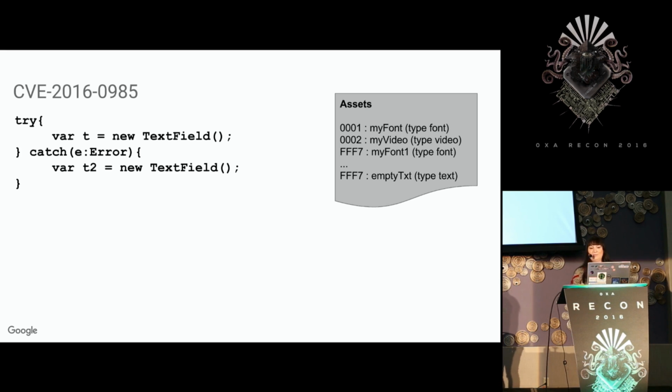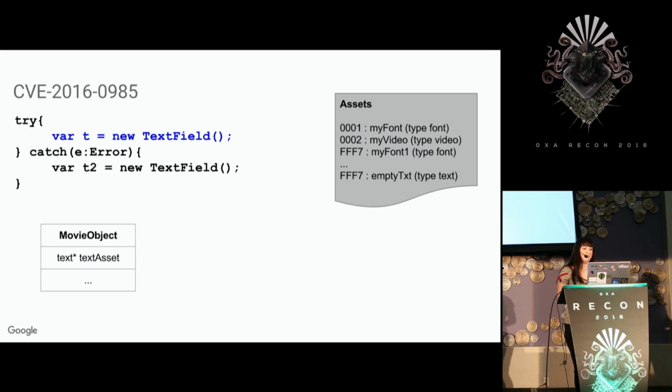Part of the problem here is that there are fixed assets, and these are ones that are created by the VM, and they have reserved values. Unfortunately, you can just overwrite these reserved values, and your self-defined thing will replace them. But that would be okay, except for the exception handling. So in this code, you create a text field, and then this creates what's called a movie object, and it has a pointer to this asset.